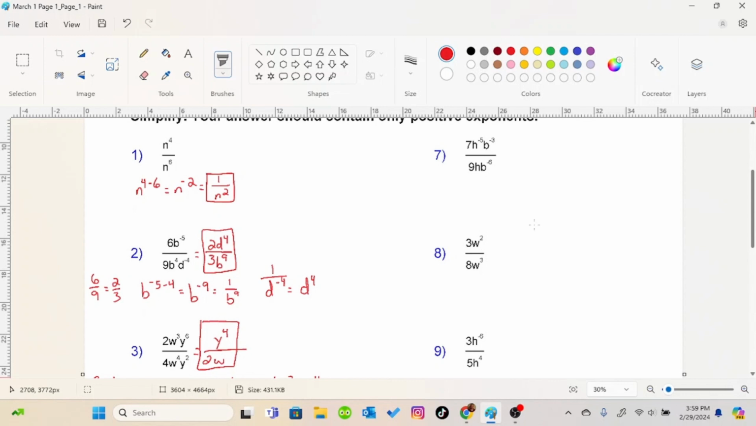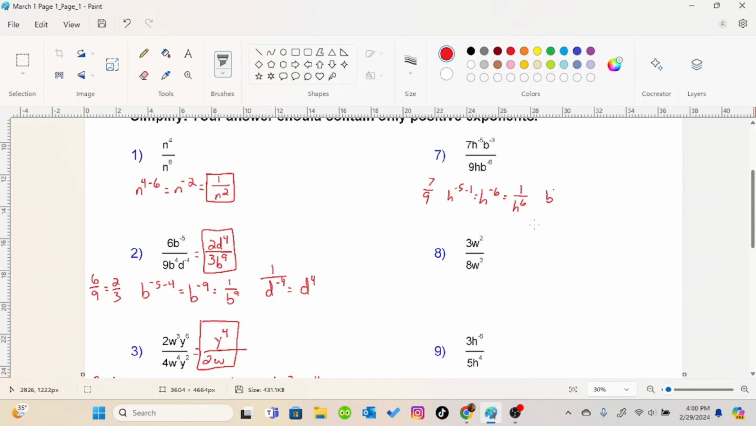Top of the next column. For the number portion, we have 7 over 9. For h, we have -5 on the top minus 1 on the bottom. Negative 5 minus 1 becomes negative 6. But they want positive exponents, so that becomes 1 over h to the power of 6.